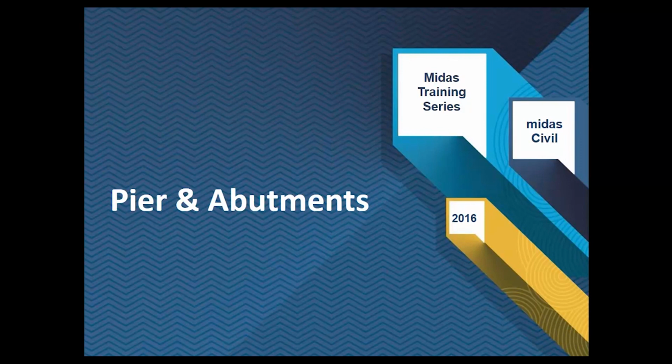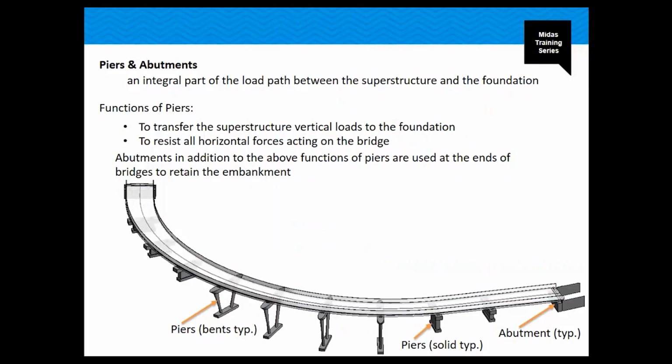Then we have the piers and the abutments in the bridge. Their main focus is this part of the bridge, where the load passes between the superstructure and the foundation. Basically, they take the loads from the bearings and transfer them to the foundation through different types of systems. They transfer the vertical load, and they usually resist the horizontal forces acting on the bridge.